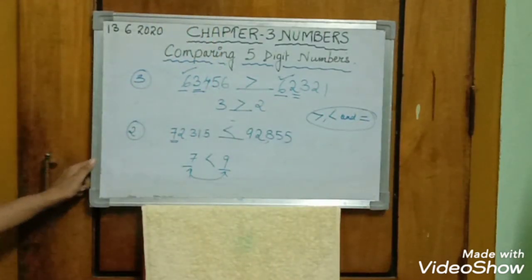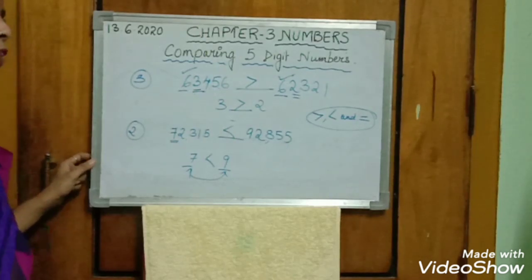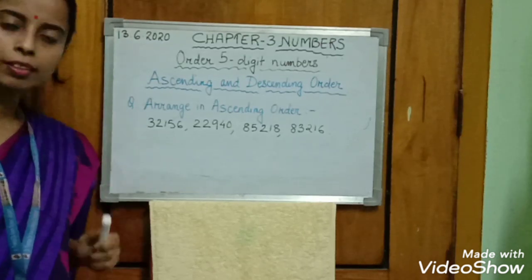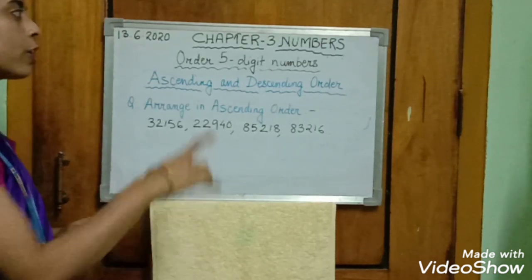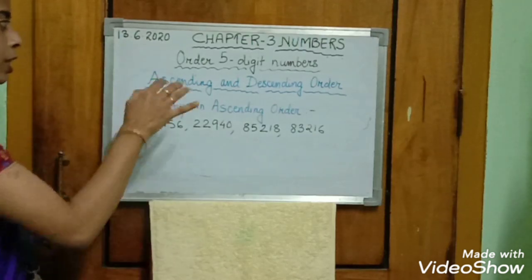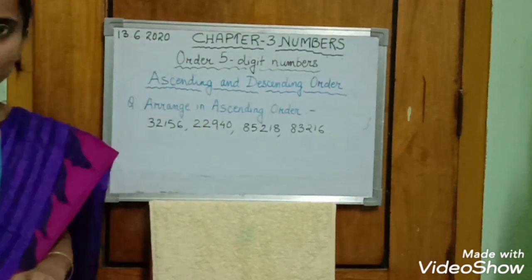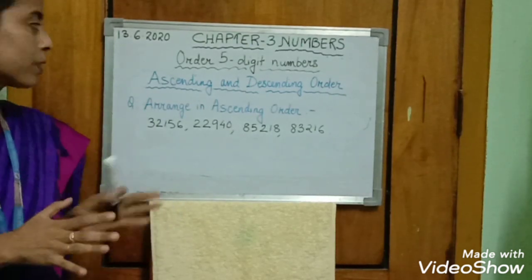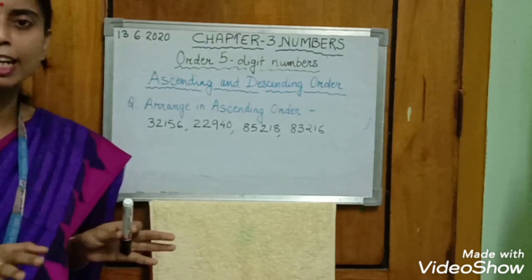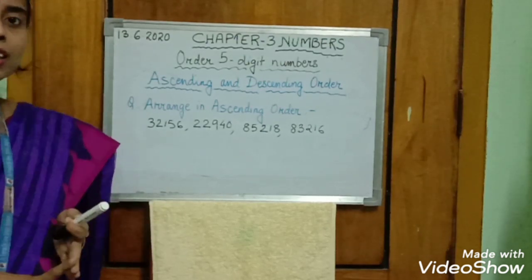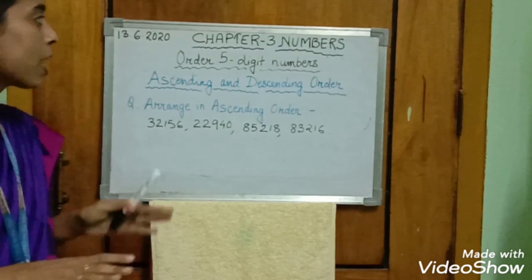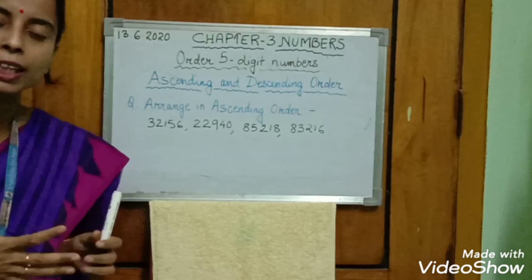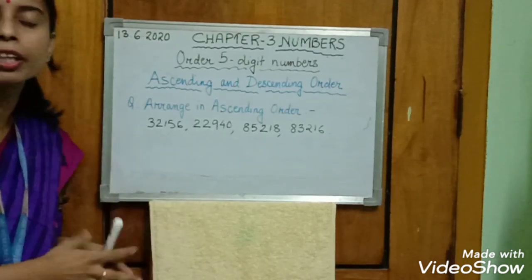Now, we are going to learn ordering of 5-digit numbers. Let's order 5-digit numbers. Ordering 5-digit numbers means ascending and descending order. Right? So, children, you have learned how to arrange 2-digit numbers and 3-digit numbers in ascending and descending order. Now, how to arrange 5-digit numbers from smallest to biggest and from biggest to smallest, that we are going to learn here.